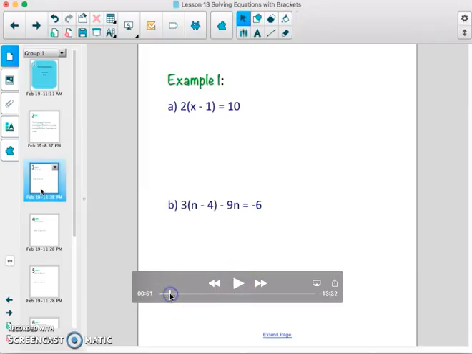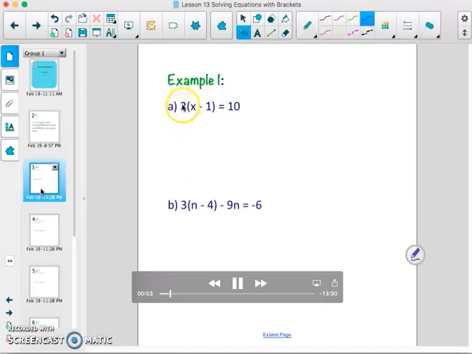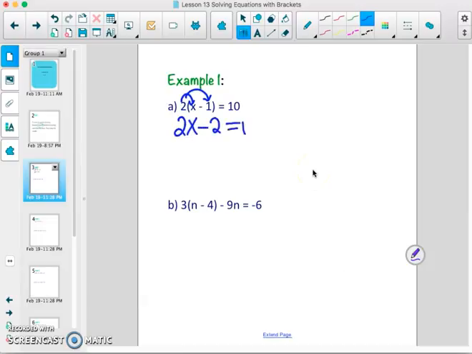All right, so in the first example, let's try it out. This looks like things we've seen before. You can do this. You've done this on tests. What we're going to do is use the distributive property, and multiply this 2 times that x, and then this 2 times that negative 1. It gets applied to both things. So in our answer, we're going to write 2x minus 2 equals 10.